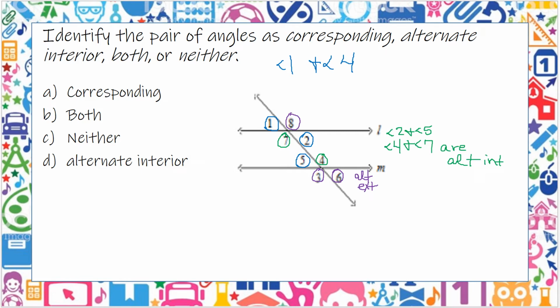Now, notice angle 1 and angle 4 cannot be alternate interior because angle 1 is not inside those two lines. It can't be both because it's not alternate interior. And corresponding, we said that angle 1 and angle 5 were corresponding. So that only leaves us with neither.